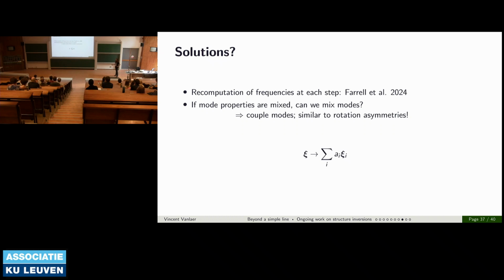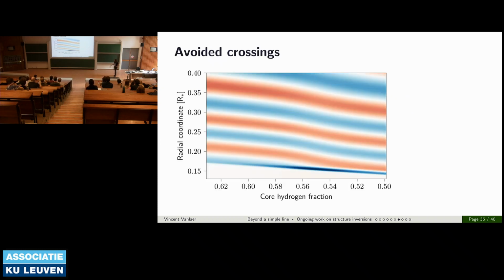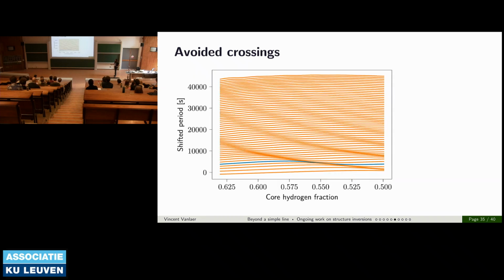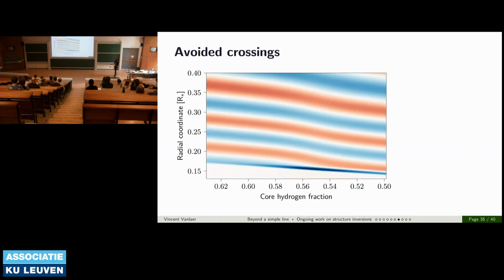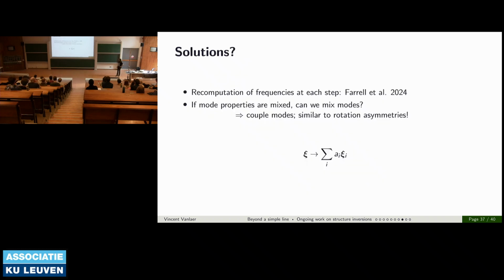What I've been working on is this: the mode properties are mixed. Essentially, what's happening here is that the properties of different adjacent oscillation modes, like for example these two next to each other, if you plotted these functions next to each other, you would see one oscillation mode becoming the other and vice versa. So the properties of the different oscillation modes are mixed. And so maybe in order to solve this problem, we can try to mix the oscillation modes.